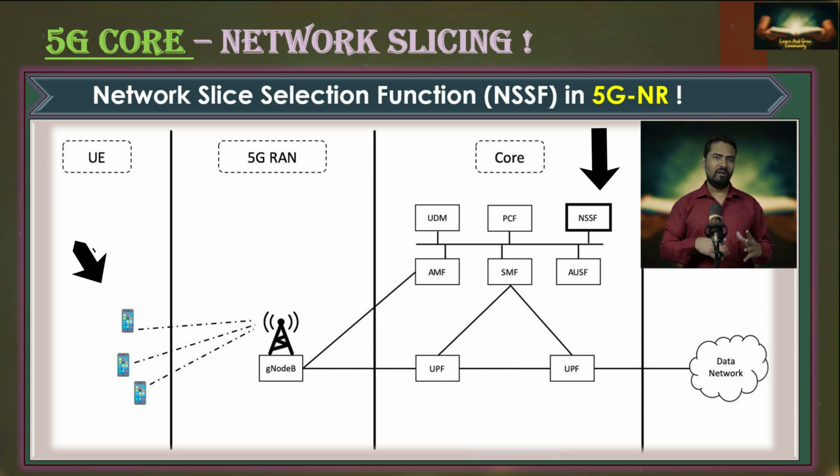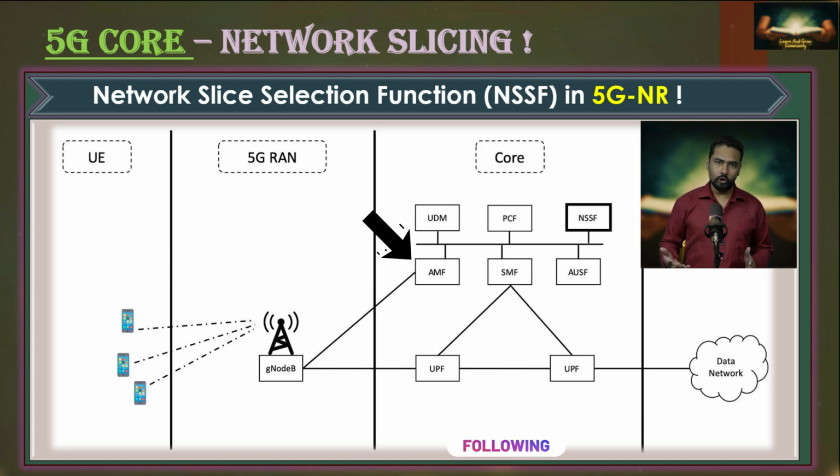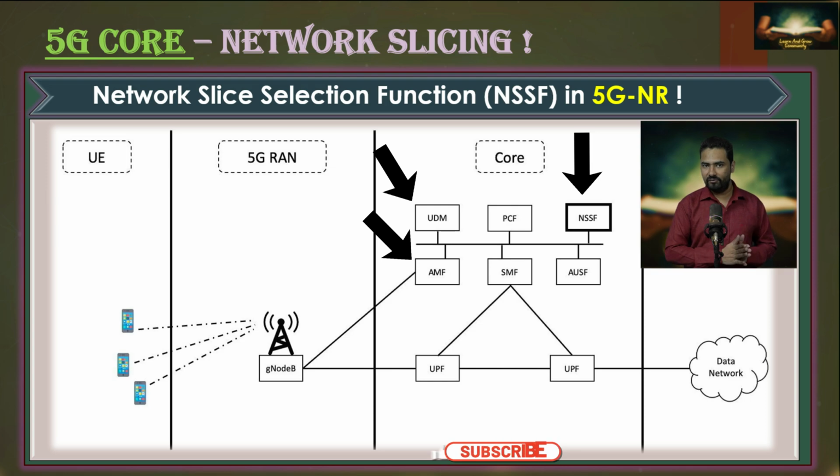A UE may be configured with a list of subscribed network slices, and it can request to get access to a specific network slice during the registration procedure. Now, the Access and Mobility Management Function, or AMF, will authorize a network slice based on the user subscription data from the UDM or by a query to the NSSF.